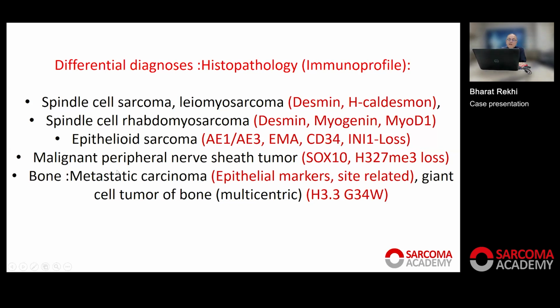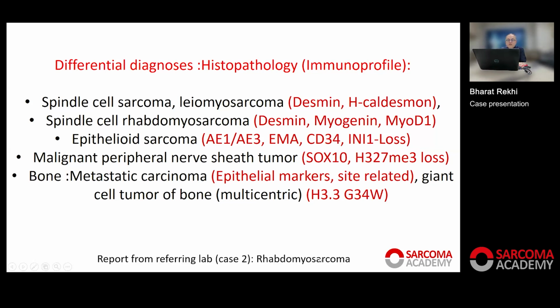Well, then in bone, if these lesions occur, that I showed you in case first, one would consider perhaps a metastatic carcinoma, a sarcomatoid type, which will show variably expressed epithelial markers along with certain site-specific markers, for example PAX8 for renal cell carcinoma, which can metastasize and have a sarcomatoid subtype. A giant cell tumor of bone, because you saw giant cells in case number 1, and of course, multicentric we can see, and we have the magic marker, the histone H3.3 G34W for giant cell tumors, just like we have for chondroblastomas, the K36M.